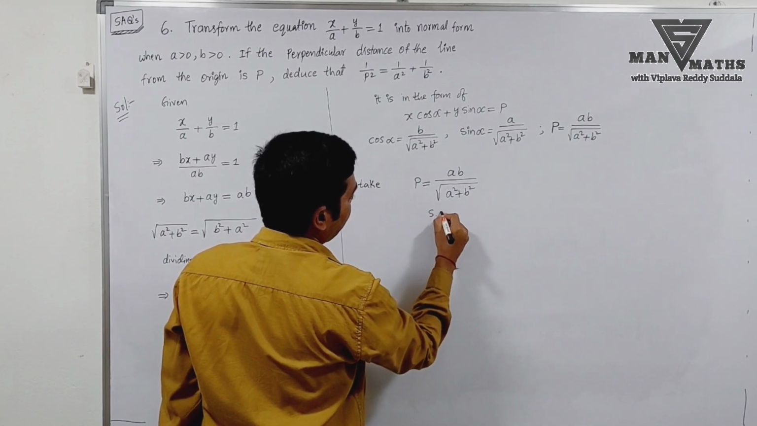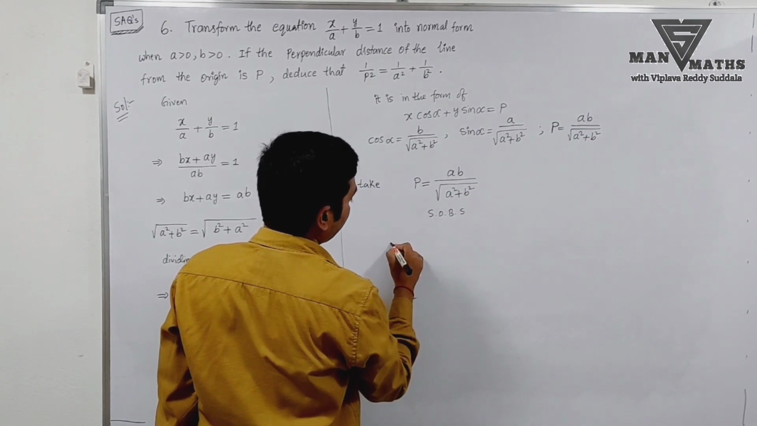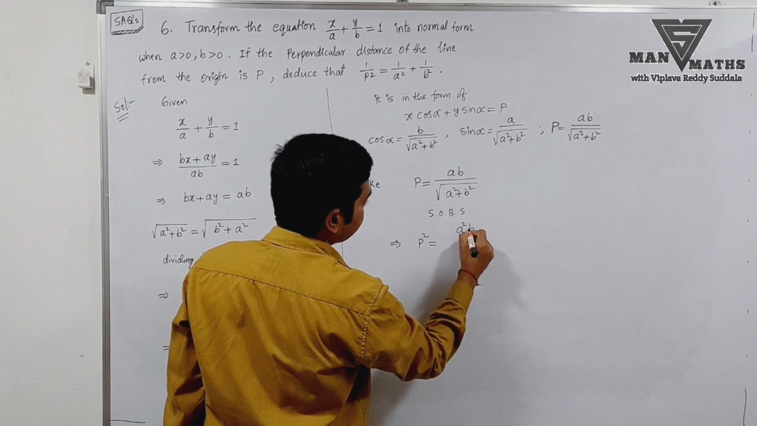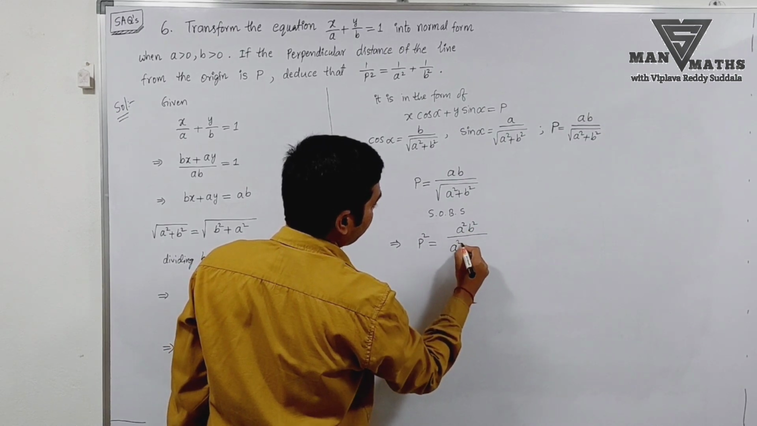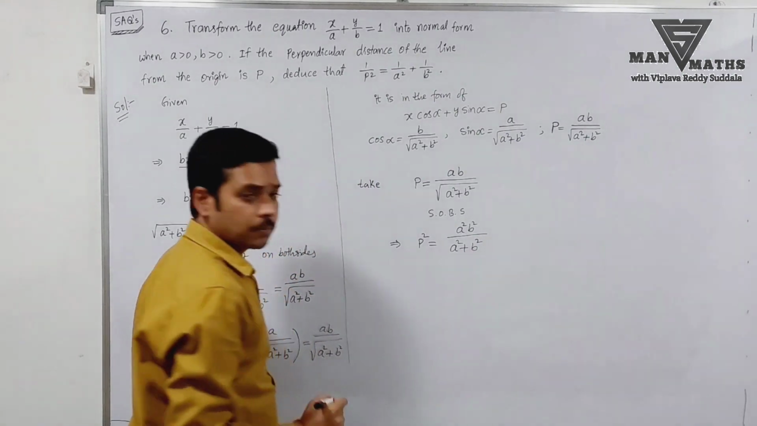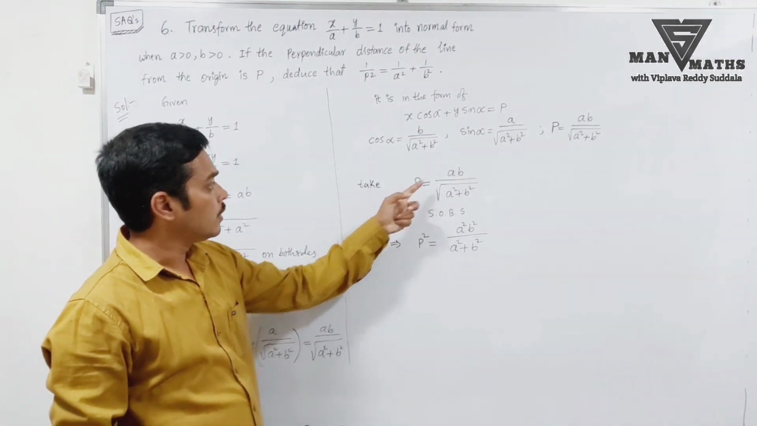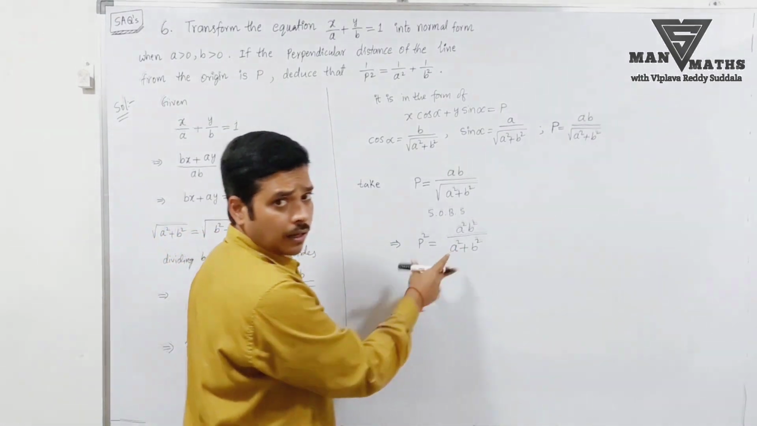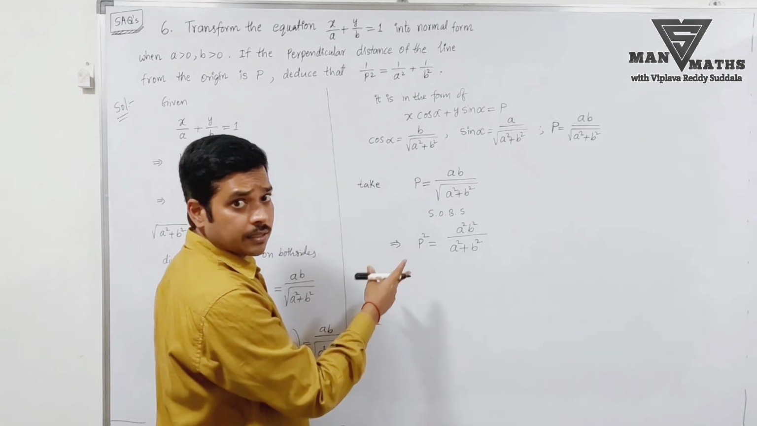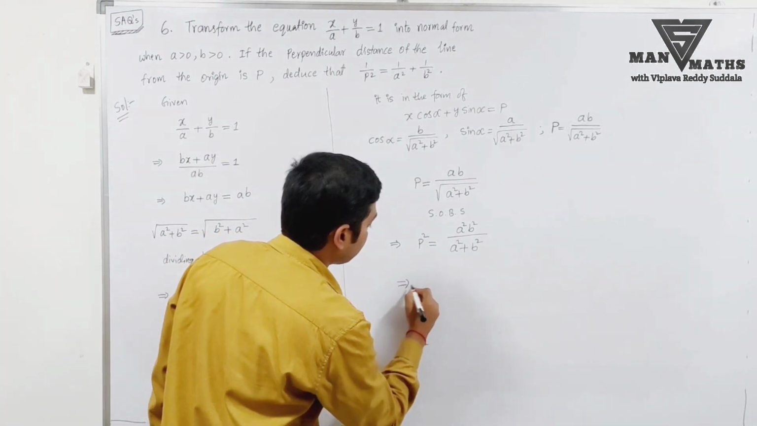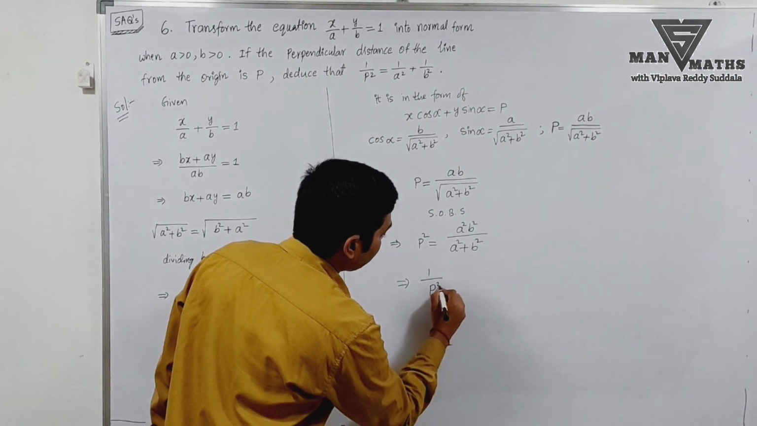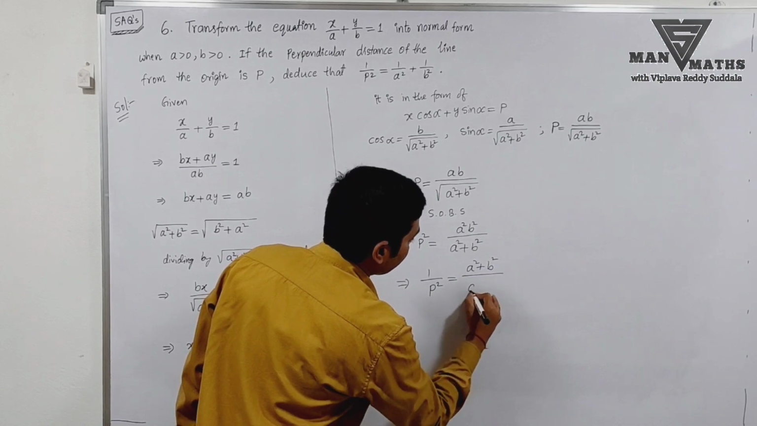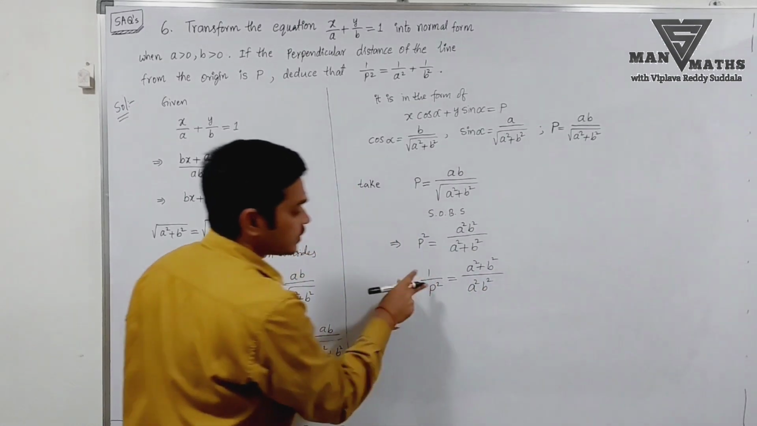Now first of all, squaring on both sides, we get p square is equal to a square b square by a square plus b square. Now rotate the terms: interchange the denominator and numerator on both sides. We get 1 by p square is equal to a square plus b square by a square into b square.